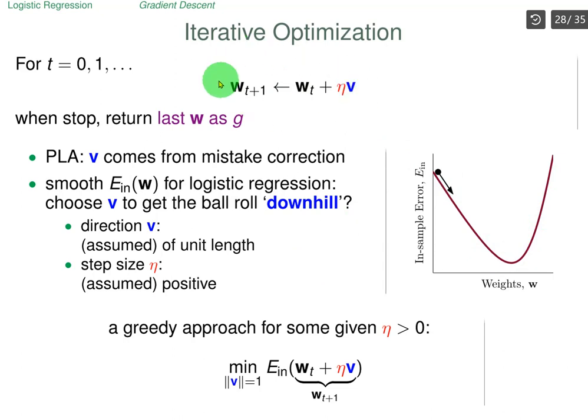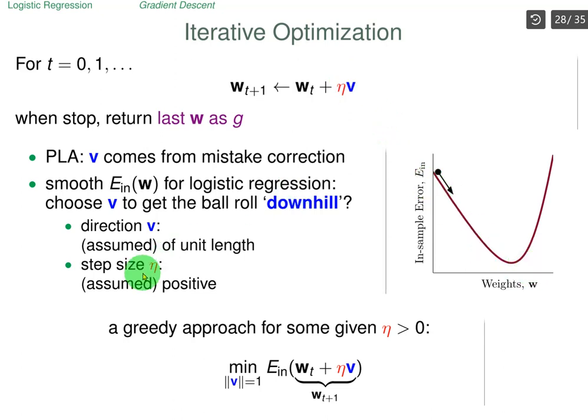Can we apply or adopt similar iterative optimization in minimizing the error function? Yes, the in-sample error in logistic regression, or the cross-entropy, is a convex function. Find the direction of the gradient that will bring us down the hill to the minimum, and we can relate that gradient vector to the v and update the current weight. In other words, we need to choose the direction where the v will take us downhill.